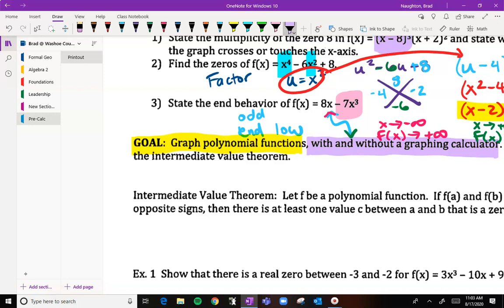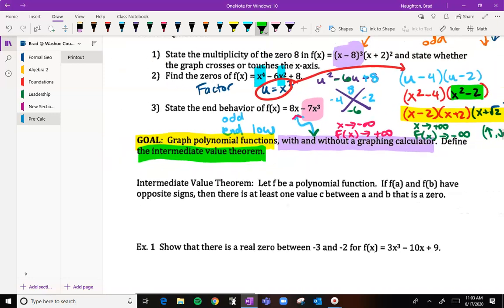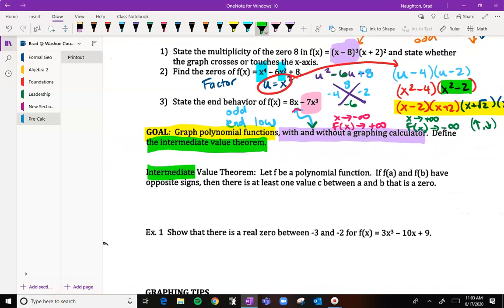Now, we're going to have a small piece before we jump into the main goal, and that's the intermediate value theorem. What that is basically saying is, let f be a polynomial function where if a and b have opposite signs, so let's break that down, one is negative and one is positive, then there must be one value c in between a and b that is a 0. So let's break it down.